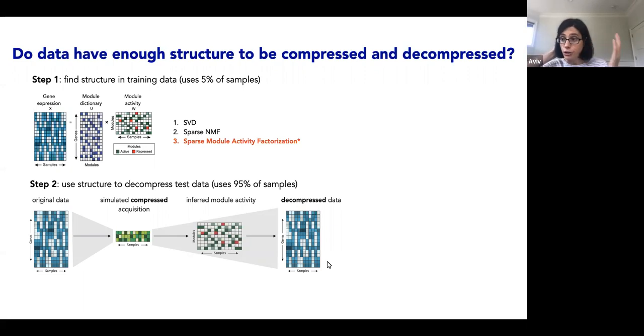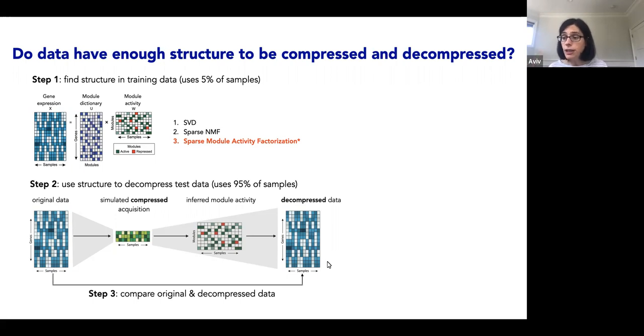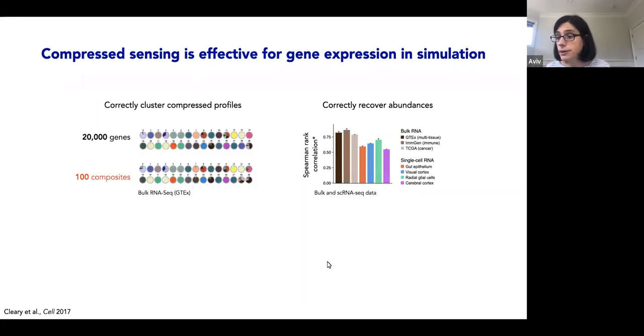And in each case, for now, we're just simulating compressed acquisition with random weights. And then we will use the module dictionary that we learned in the first step from full profiles and the compressed measurements in order to predict the levels of all of the genes, or to decompress the data. And in a test like this with simulations, we can then compare our decompressions to the original data and see how well we did. And we saw using these kinds of simulations of compressed measurements on both bulk and single cell RNA-seq data that compressed measurements, first of all, in still compressed form, correctly cluster profiles, even when we introduce noise, and they can be decompressed to get pretty correct abundances.